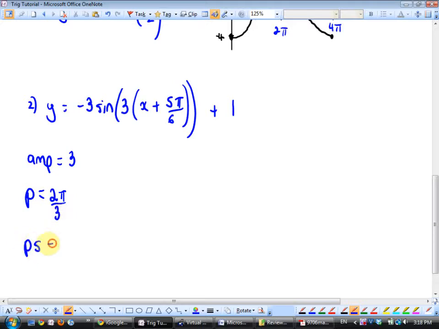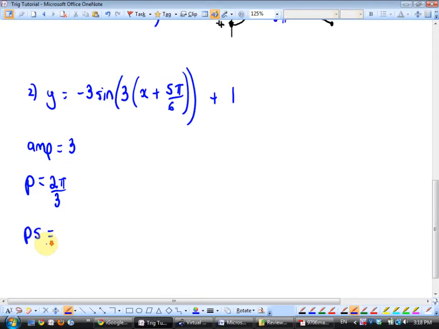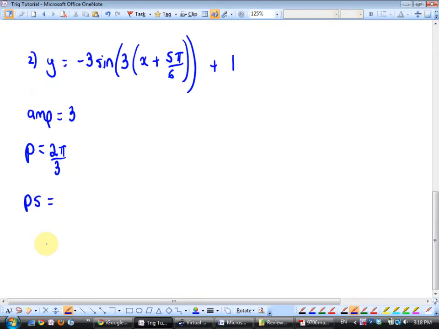Phase shift is what? Uh-oh. 5 pi by 6 isn't quite right. Say it. Left. Can I just write negative 5 pi? It's moved to the left. Remember, back brackets backwards, last unit stuff, right?